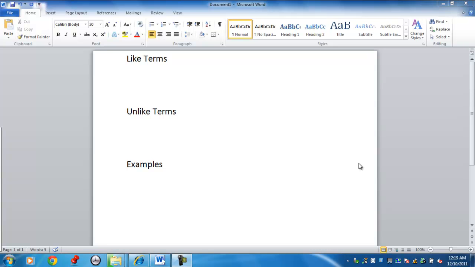Hello, my name is Manzke, and I'm going to show an example of combining like terms. Start off with a discussion of what are like terms in dealing with algebraic expressions.